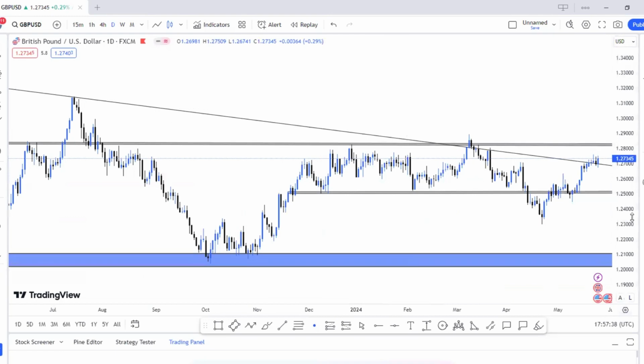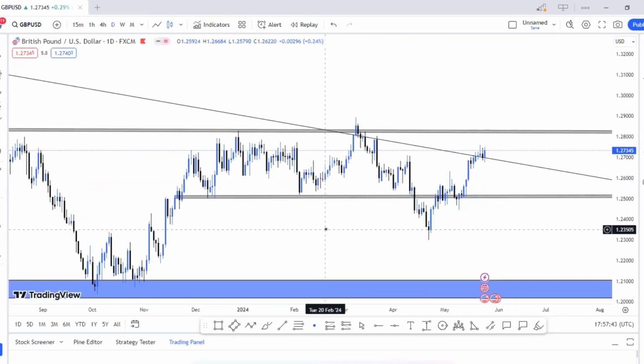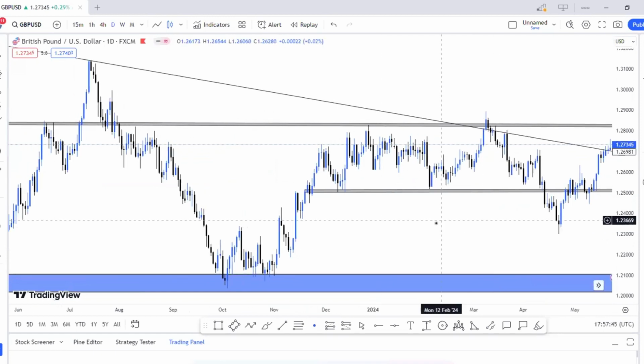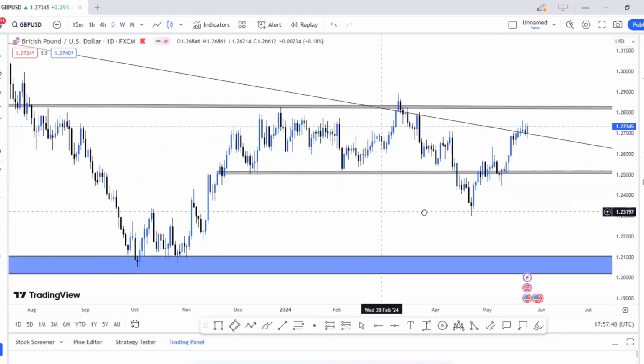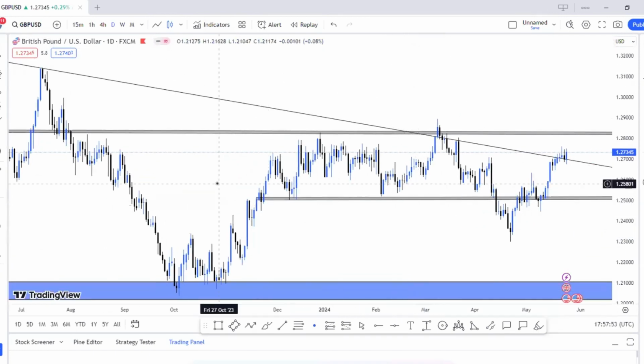So, I will be sharing with you a couple of currency pairs that I have on my list to discuss, to show you the trading opportunities that I'm spotting on each one of them. To start with, I'm going to be starting with GBP USD.